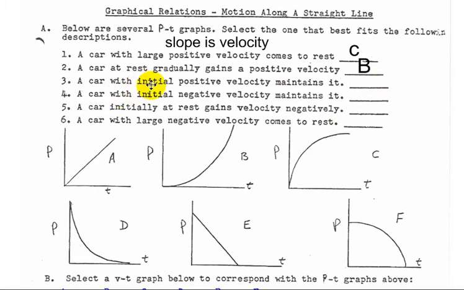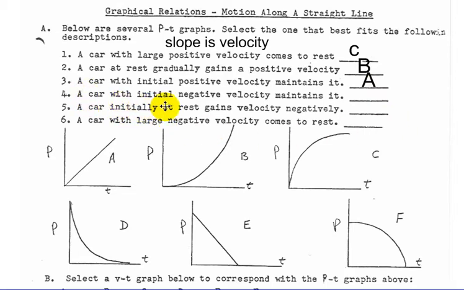3, a car with initial positive velocity maintains it. So initial positive slope maintains it. That's this graph right here. So graph A, positive velocity, positive slope.